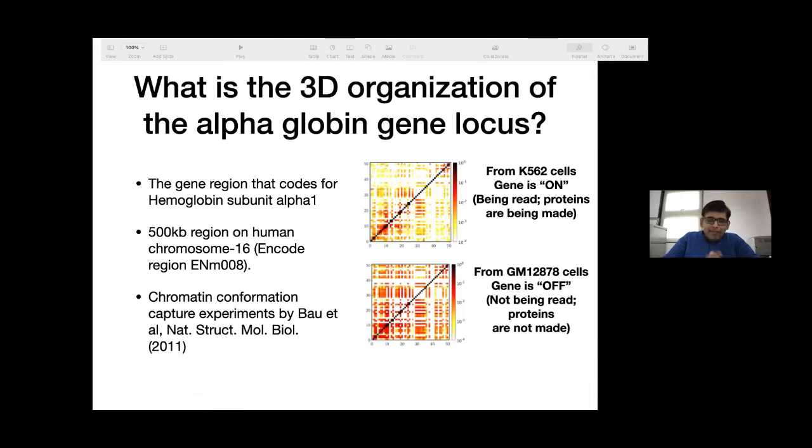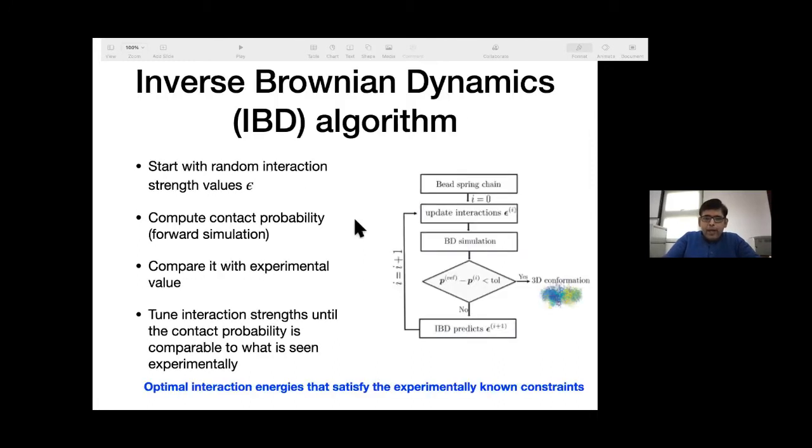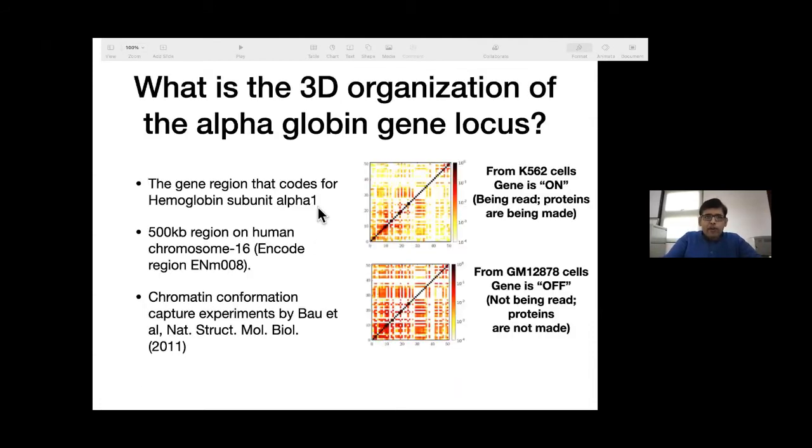Using this algorithm, we can compute the epsilon values for different chromatin segments. As an example, we do it for a gene region called the alpha globin gene locus. Alpha globin is a gene region that codes for hemoglobin subunit alpha 1, which is a 500 kb region on the human chromosome 16. And experimental data is available for this region.